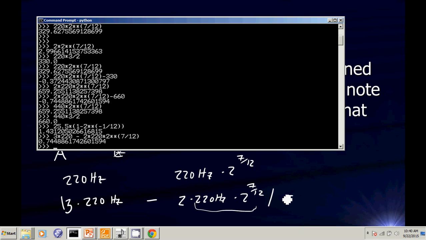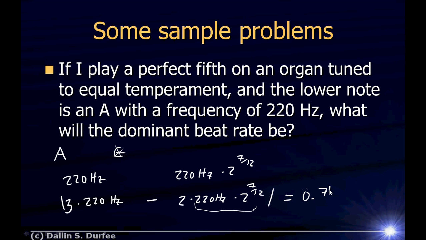And what we get is what we got before, 0.745 to 3 significant digits. All right? And the units are, of course, Hertz. So that is the dominant beat that we will hear, and that's the beat that we heard when we played with Temperament Studio. All right, and so that's the end. Thanks for sticking with it.